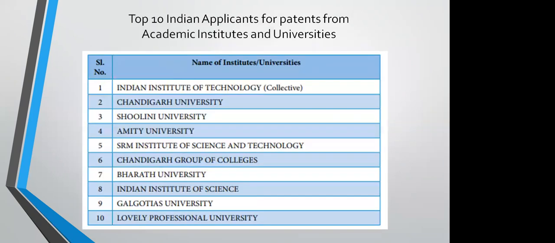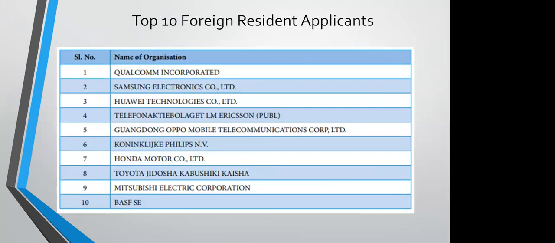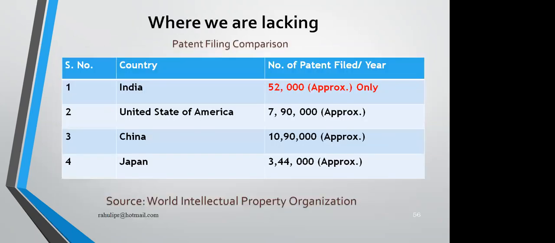And among the top 10 academic institutions and universities, IIT is at number 1 for filing the maximum patents in our country, followed by Chandigarh University, Shoolini University, Amity University, Galgotias University and Lovely Professional University. Top 10 foreign resident applicants include Qualcomm, Samsung, Mitsubishi, Toyota, etc. So where we are lacking, I have already discussed with you.